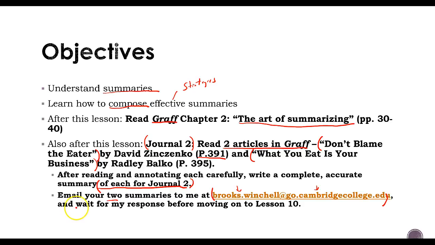After this journal, I want you to wait for my response, and I'll respond to you as quickly as possible, hopefully within 24 hours or so. I'll give you some feedback on your summaries, and I'll give you a grade between 1 and 3. If you get a 1 or a 2, I do want you to try to redo it, so try to do the best you can with this summary. Some people might get 1s or 2s if you don't quite follow the skills that we talk about in this lesson or that Graff mentions in his book. So definitely pay attention to this lesson, pay attention to the readings, and use those to help you develop your summary well. If you get a 3 or a 4 on that summary, just move on to lesson 10.